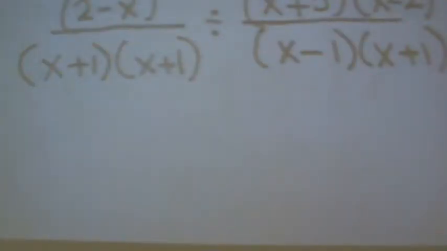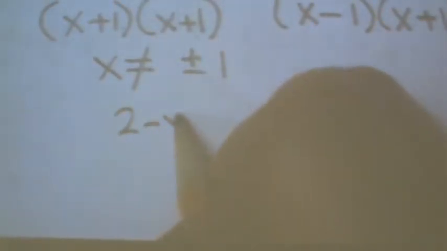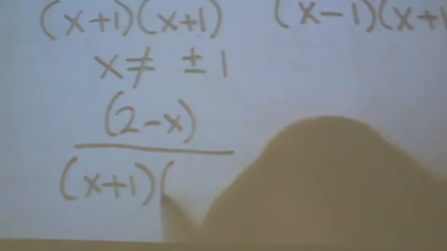Before we flip, I need you to tell me what the cannots are. X cannot be 1 and -1. So basically plus or minus 1, right? These are the cannots. X cannot be that. But now what's gonna happen is you're gonna flip. Which fraction are we flipping? The one after the division sign.